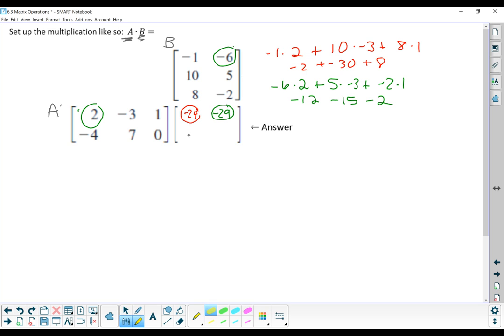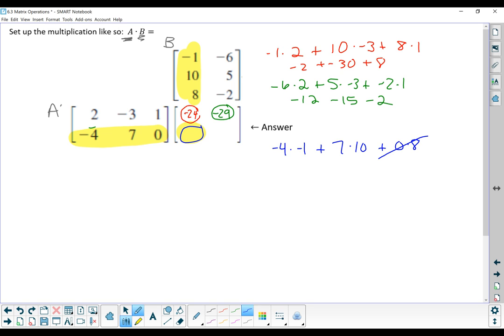We are now switching to the bottom row. So if I'm finding this element of my matrix, that is in the first column and it's in the second row, I'm going to use that first column of B and that second row of A to get my answer. So starting at the outside, we have negative 4 times negative 1. We have 7 times 10. And we have 0 times 8. Well, 0 times 8 is 0. So this is 74.